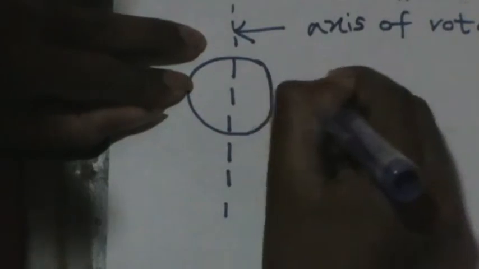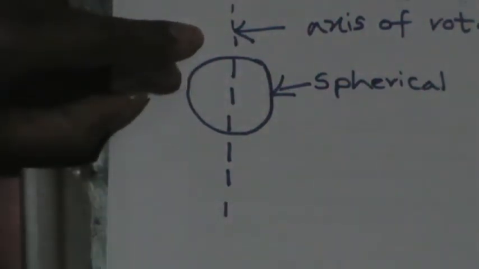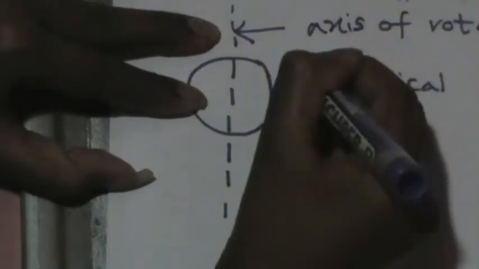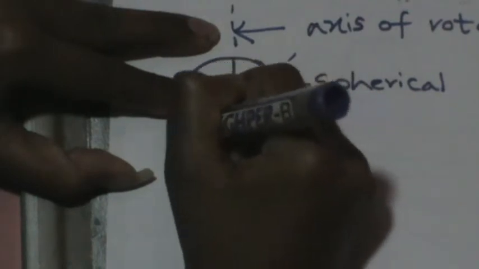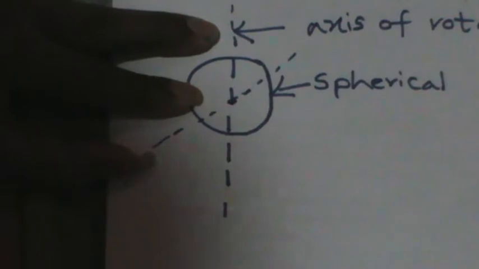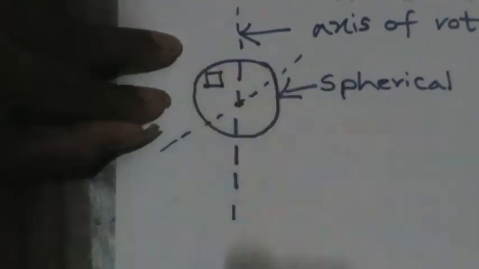Since this is a spherical object, if it is viewed in 2D, it's a circle. Since this is spherical, if you change the axis of rotation and draw another axis of rotation going through its center, it will be the same.